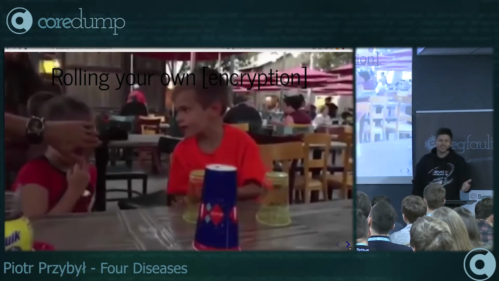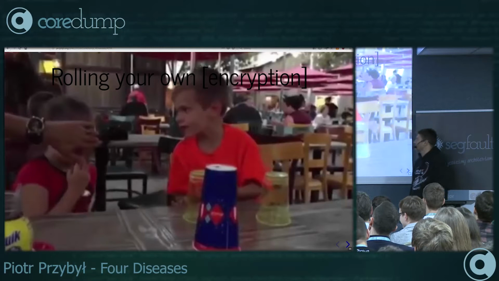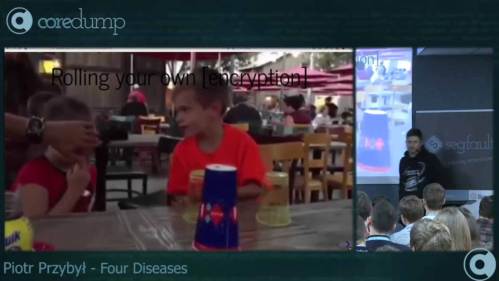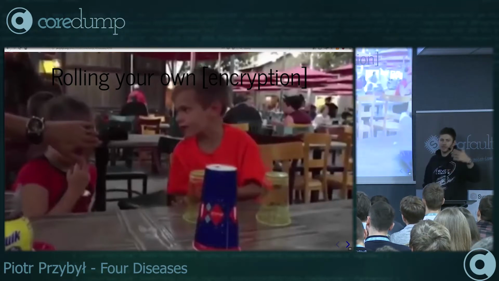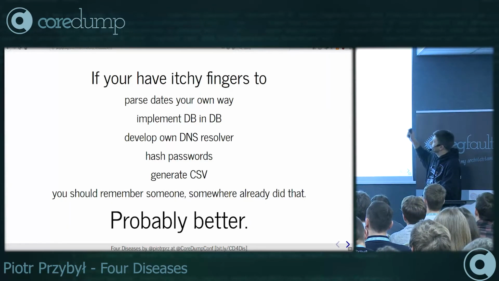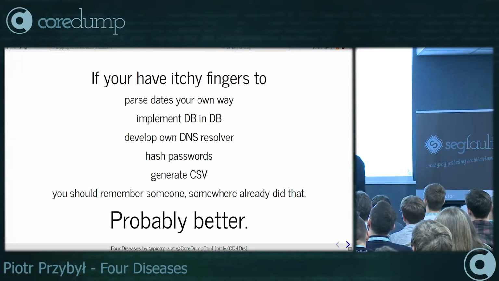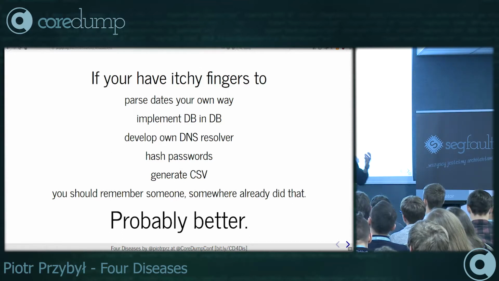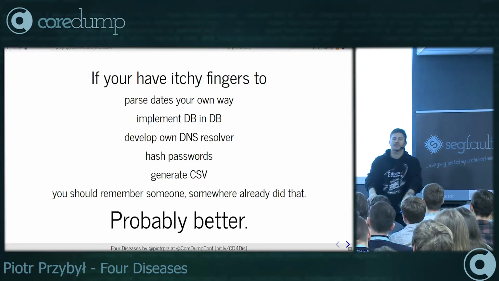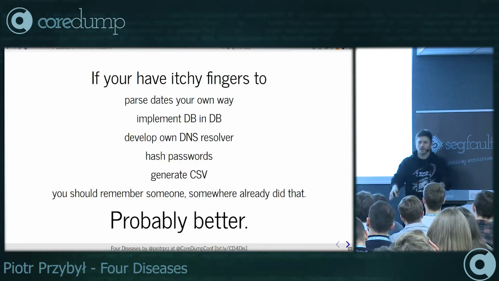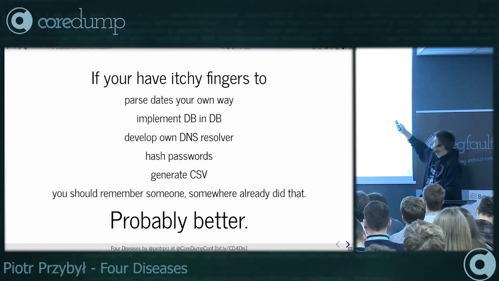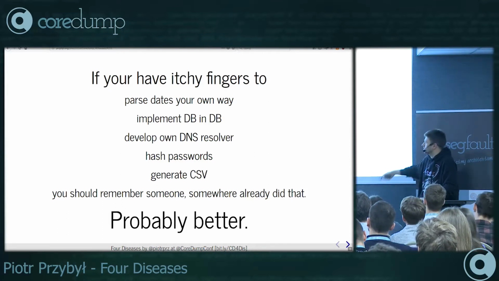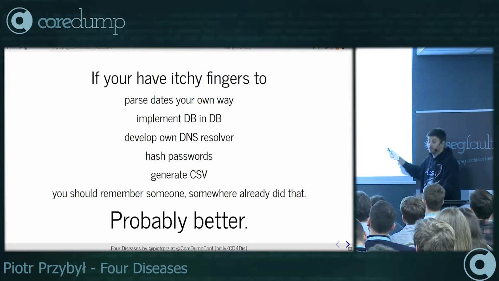This works exactly the same with your own implementation of everything, not only encryption. This is how it works. You get disappointed at the very end because somebody hacked you or you have a bug or something. If you have itchy fingers, in Polish we say, Palce nas świerzbią. We have itchy fingers because we don't think, but our fingers are so itchy we want to code something right instantly, because we have to do it here in our company. It has to be invented here, it has to be our code. And you want to parse data your own way, implement database in database, develop your own DNS resolver or hash passwords your own way.